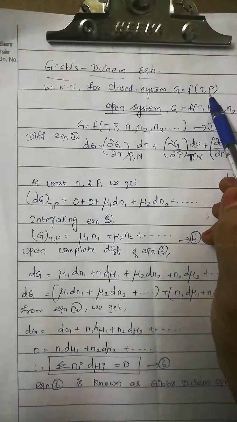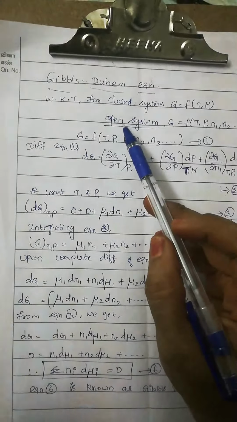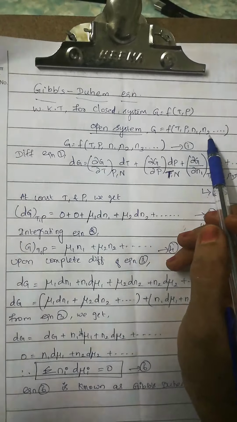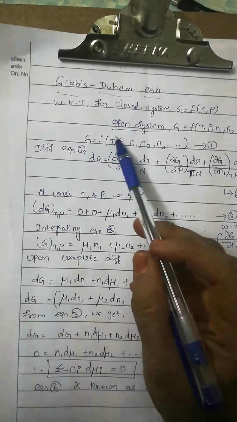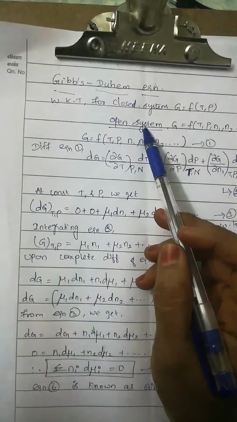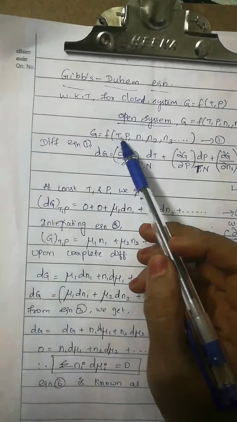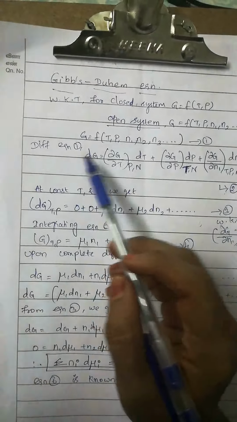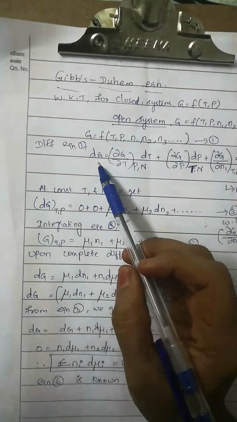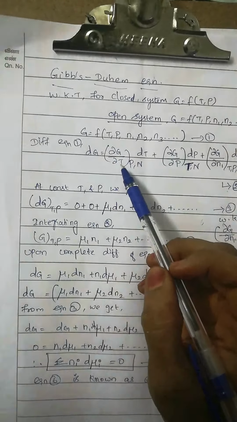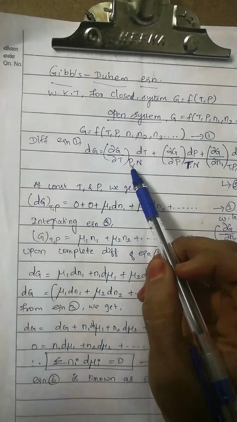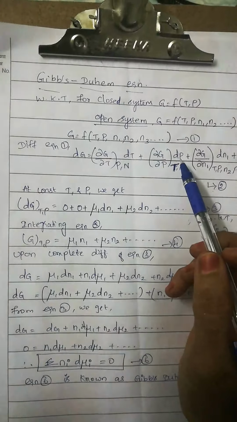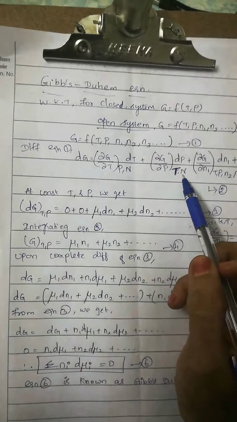It is a function of temperature and pressure only, but in the open system, free energy is a function of temperature, pressure as well as the number of moles. Therefore, let us consider in the open system, G is a function of temperature, pressure as well as the number of moles. Therefore, if we differentiate equation number 1, we get dG is equal to (∂G/∂T) dT at constant pressure and number of moles, and (∂G/∂P) dP at constant temperature and number of moles.